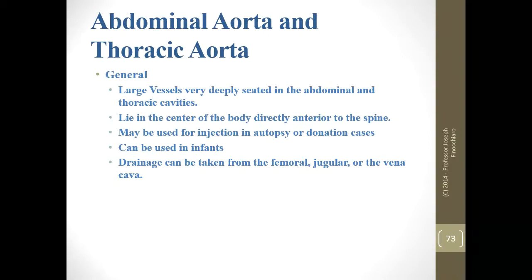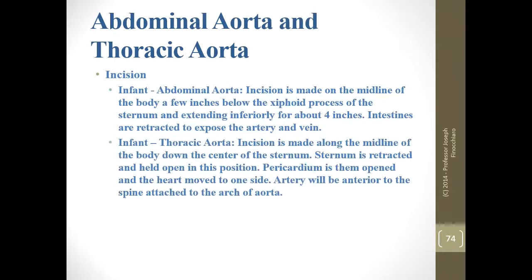Abdominal aorta and thoracic aorta, well, these are right above your spine, so fairly deep, and all your guts are in front of them. They may be used for injection in an autopsy or donation case, where we have easy access to them as a result of the procedure. We generally would like to use these in infants just because we have tools that will fit there in not many other places on infants and children. Drainage can be taken from basically wherever we want, femoral, jugular, even the vena cava.